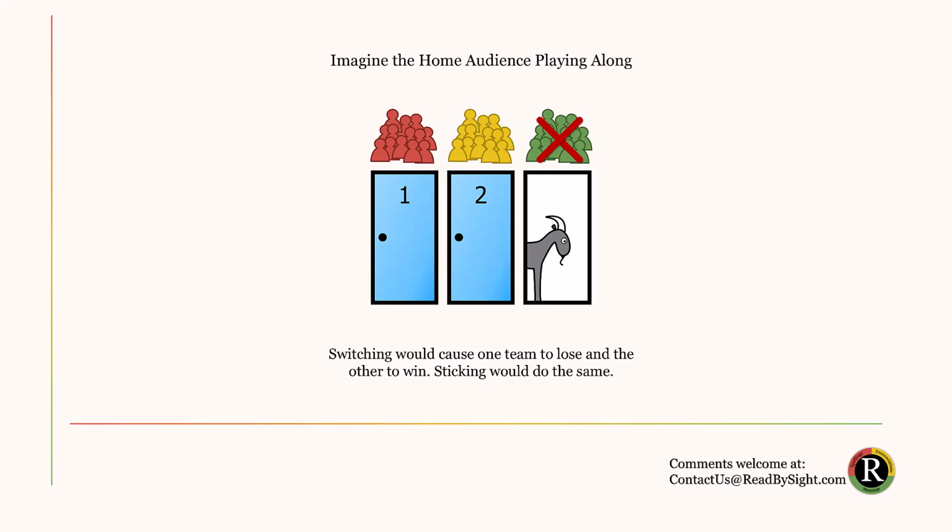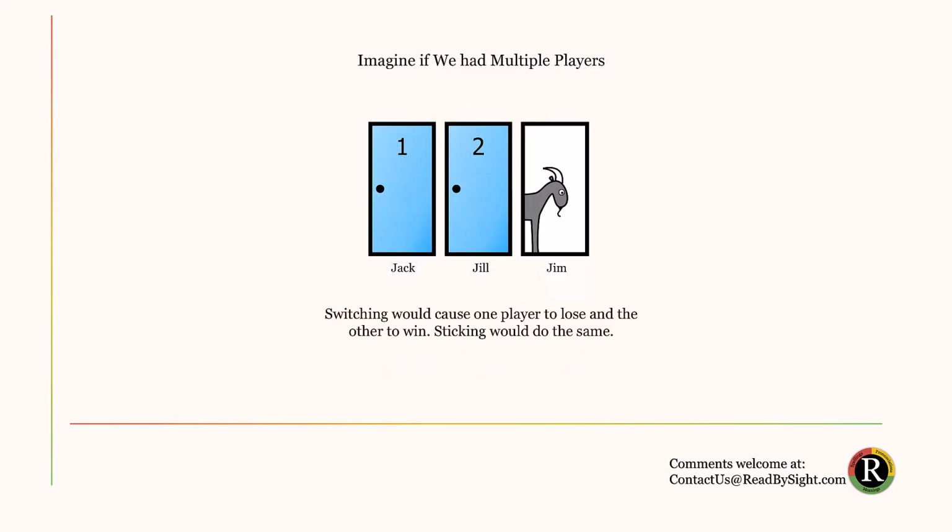So when both teams switch, one will win and one will lose. There's no advantage to switching or sticking. We don't know where the car is. Here we can take another tack. Let's assume we have three different contestants. So we have Jack, Jill, and Jim. They each pick a door. Jim's door is opened and Jim is out of the game. Jack and Jill are still in it. If we say to each of them there is an advantage to switching, what happens? One of them wins and one of them loses by switching.